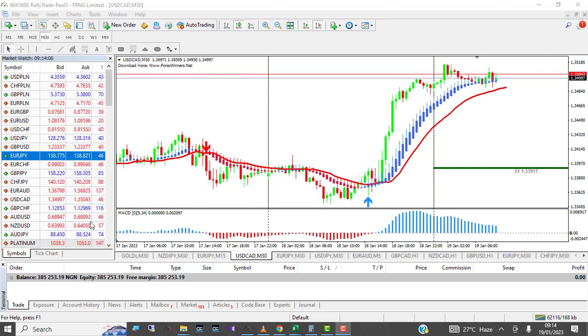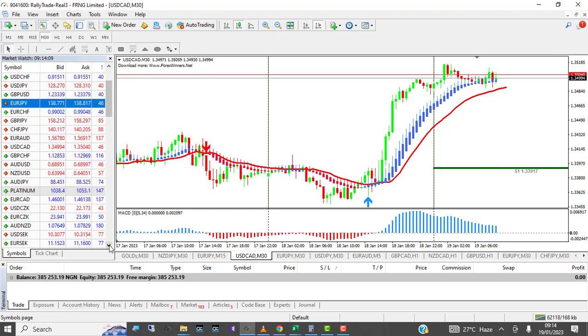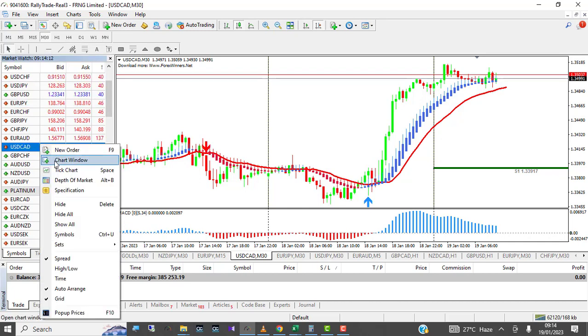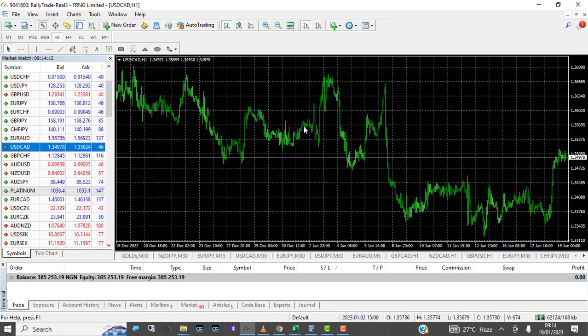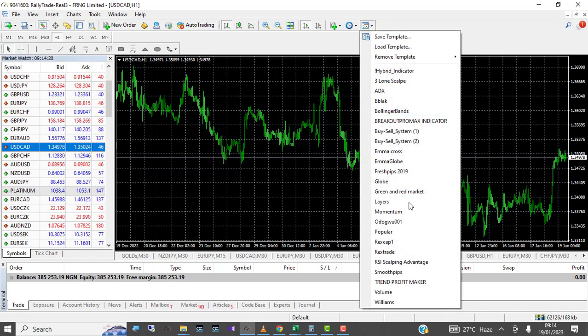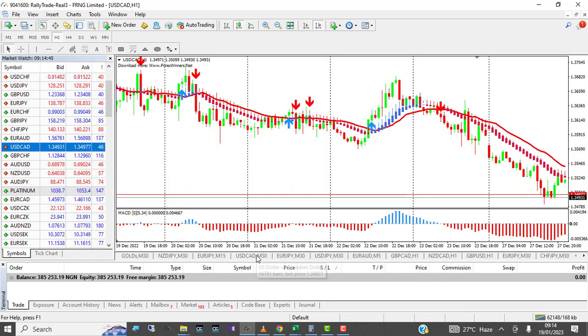But if you have not applied the software on your chart, let's assume you have something like this and you have not applied it, you just click the template icon up here, then look for the software. If you don't have it, please meet any of our physical offices, the Rally Trade office, so that they can install it for you, or you can contact your account officer. Your account officer can also install it for you remotely. So you just go to your template, and of course you click the Freshpips here. So that is it.